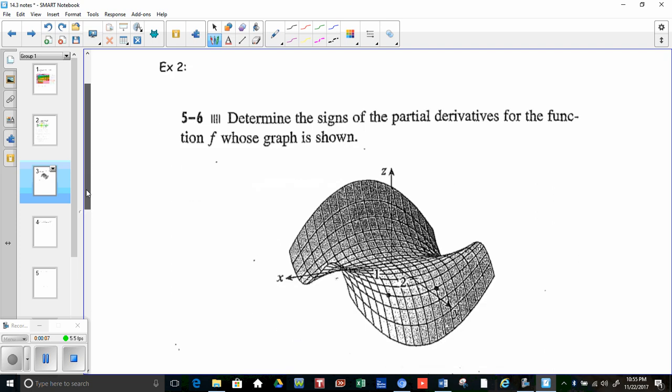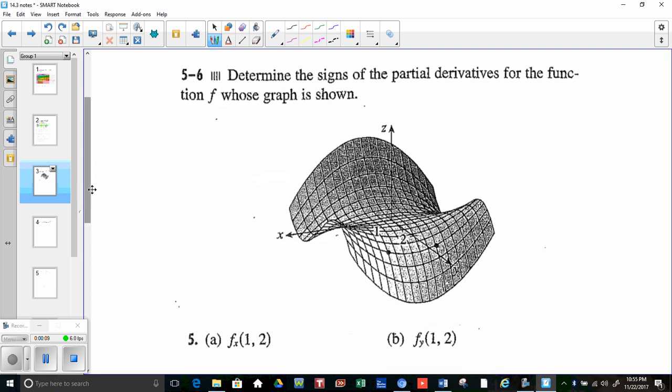So let's take a look now at a graphical representation of what we've got going on here with partial derivatives. Determine the signs of the partial derivatives for the function f whose graph is shown. You can see we have this surface, and I'm not sure if you can see it real well, but right there is the point in question. That is the point (1, 2) on the graph, it looks like.